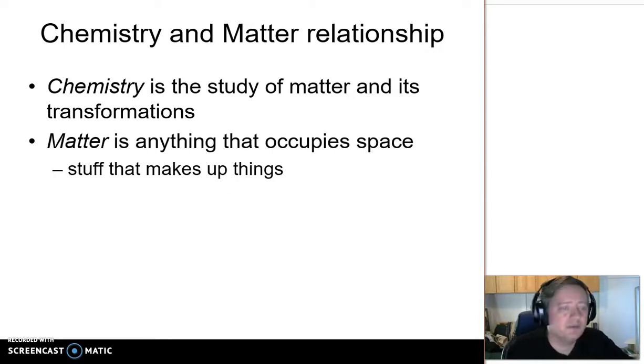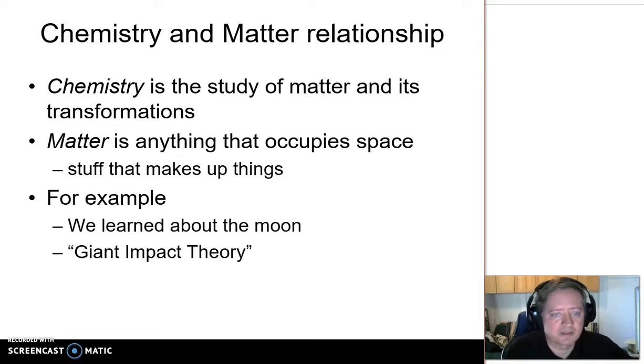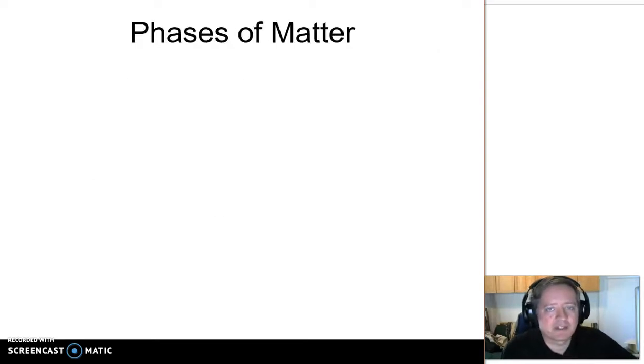What makes up you, makes up me, the houses that we live in, the planet that we live on, all of that is considered matter. So we use these in a lot of different ways. We're going to talk about some of these today, but for example, how do we learn about the moon? We can look at the things that make up the moon. We talked about the giant impact theory in astronomy a little bit. That's just one of many different examples of how we're using chemistry and matter to study the world around us.